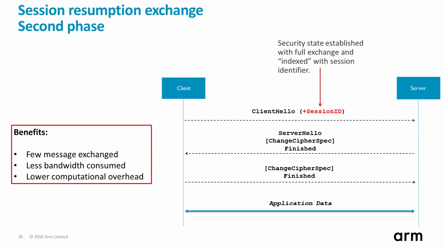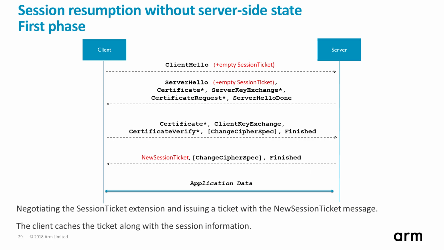Due to the handshake property, a server can delete stored state at any time and reject the session resumption attempt by the client, and thereby force the client to enter a full exchange. Session resumption without server-side state was introduced as an extension to the classical session resumption mechanism. It is specified in RFC 5077 and is also known as the ticket extension.